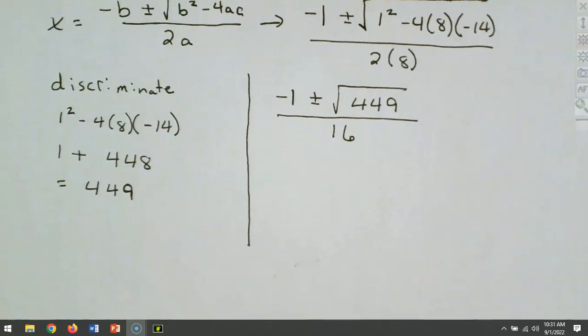I don't believe 449 will break down at all, because 3 won't go in there, 7 won't go in there, 9 won't, 5 won't, 11 won't. There's no number that's going to work. 15 won't, 13 won't. Yep. So, can we break this down at all? Nope.